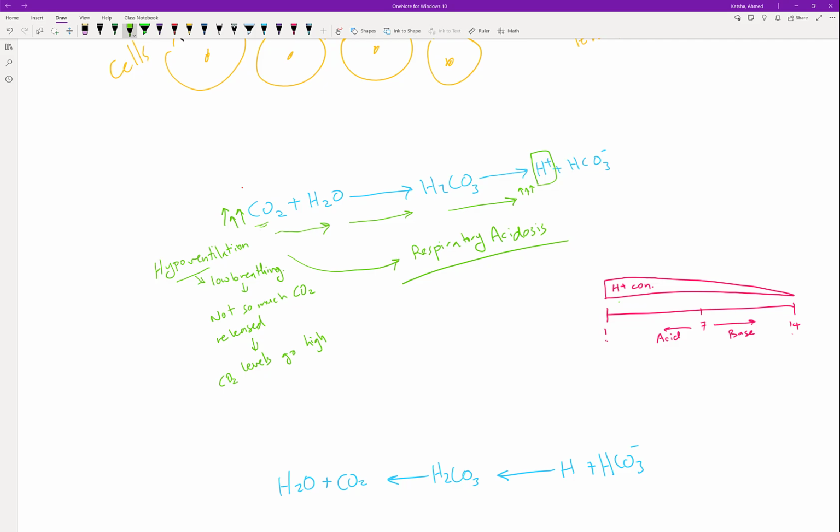Why? Because I'm accumulating CO2 in the plasma, and therefore the plasma needs to get rid of this CO2 by moving the equation in this direction to produce the bicarbonate. Remember, the CO2 is hidden here in the bicarbonate. But as a result of hiding the CO2, I will get into another problem, which is increasing the hydrogen ion concentration, and that will be the respiratory acidosis.